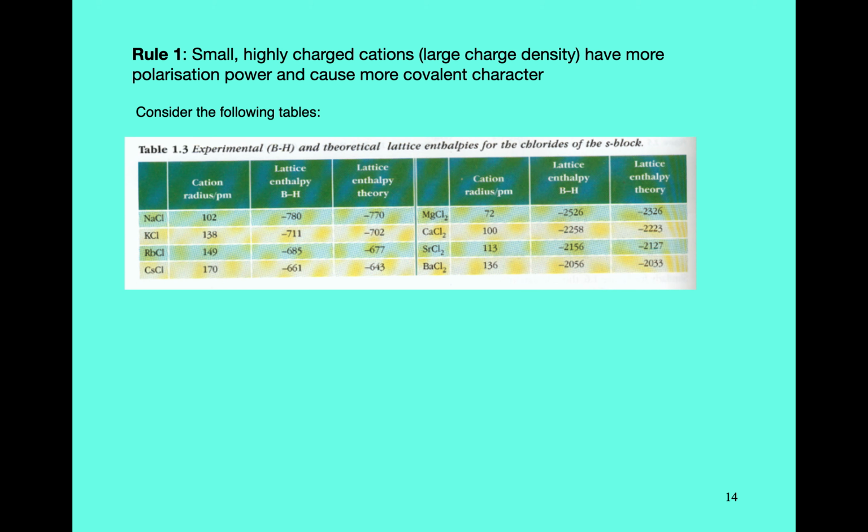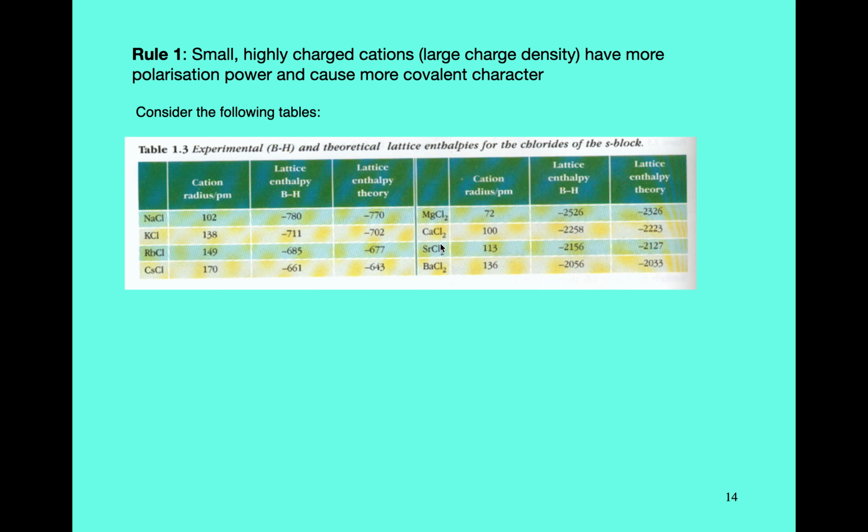Okay, there it is again. So let's look at that on this table. What have we got? We've got the chlorides going down group 1, haven't we? Sodium, potassium, rubidium, and cesium. Okay. And we've got the lattice enthalpy from the Born-Haber cycles. And we've got the theoretical lattice enthalpy. So this is the real figure and this is the calculated figure. Now the difference between these figures here is relatively small, isn't it? You can see.